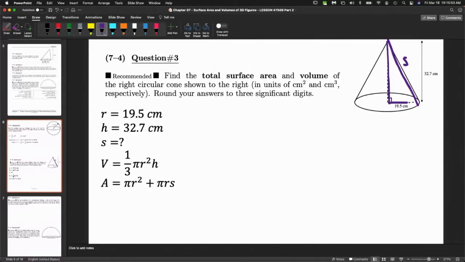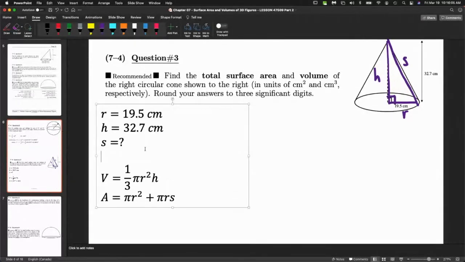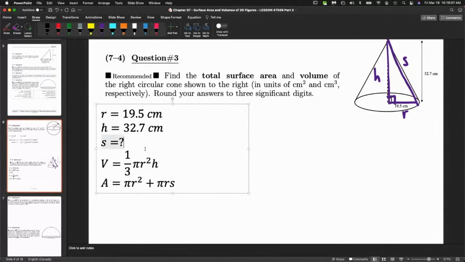So S, actually, if you look at the quantities here, it's H, R, and S. So there's a formula there for you to get S. How would you find the slant height then? What could you use to find the slant height? Any volunteers there in the chat? What mathematical formula could you use to find the slant height?